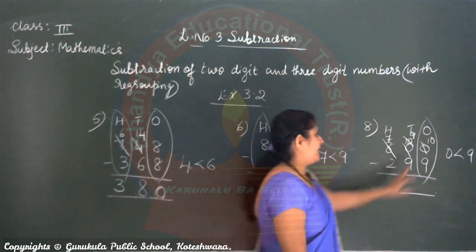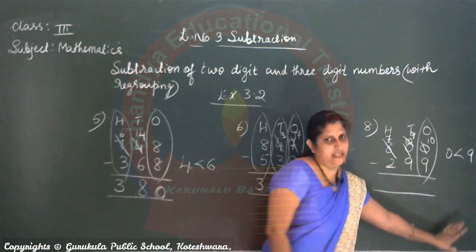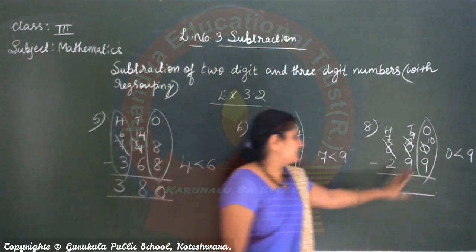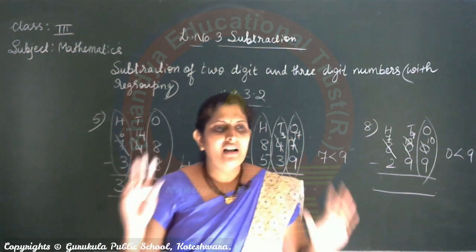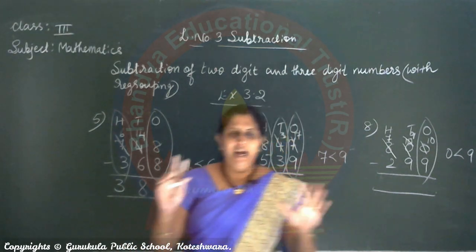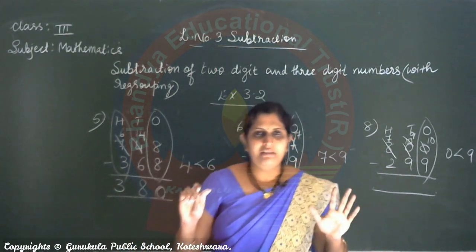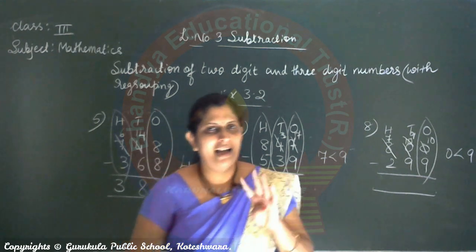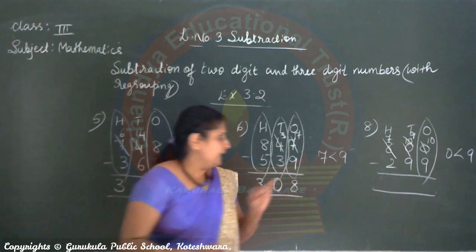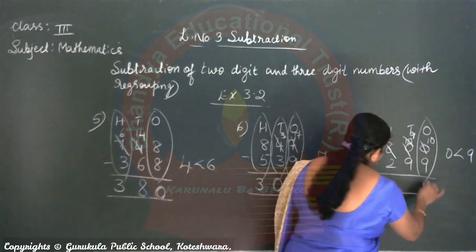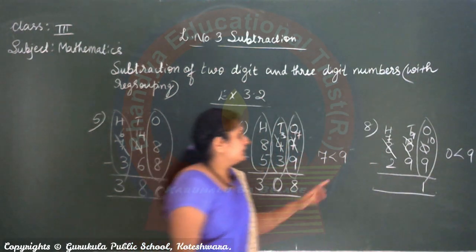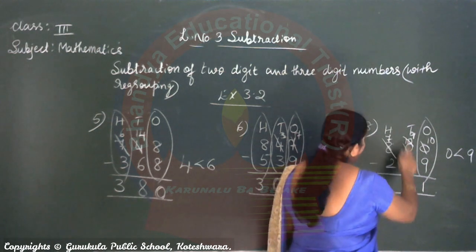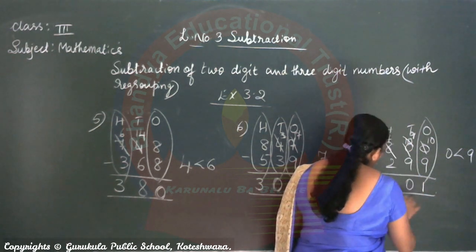So now we can subtract 10 minus 9. 10 minus 9 we can subtract now. 10 in your mind, 9 in your hand. 10, 9, 8, 7, 6, 5, 4, 3, 2, 1. Correct? Yes, 1. Now next, the tens column: 9 minus 9 is 0.